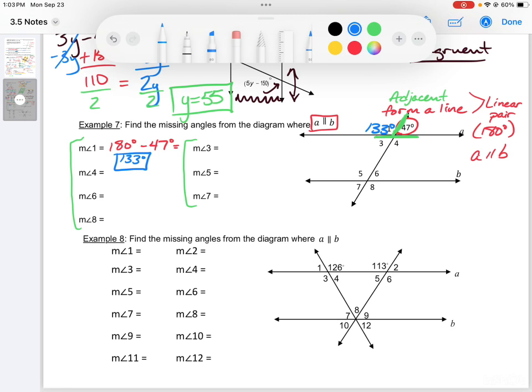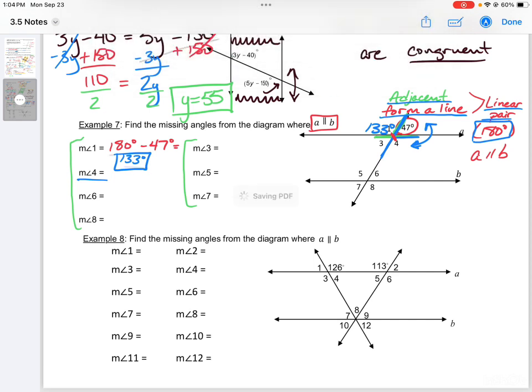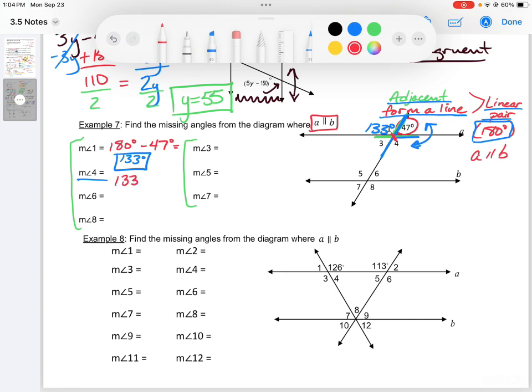Now, next on my list is angle 4. And if you look at angle 4, there's a couple of ways I could go about solving this. One, you could say that these two are adjacent and they form a line, which means they're a linear pair, which means they add up to 180. Or another way you could look at it is that angles 1 and 4 are vertical. Either way I calculate this, I should get that angle 4 is also 133 degrees.